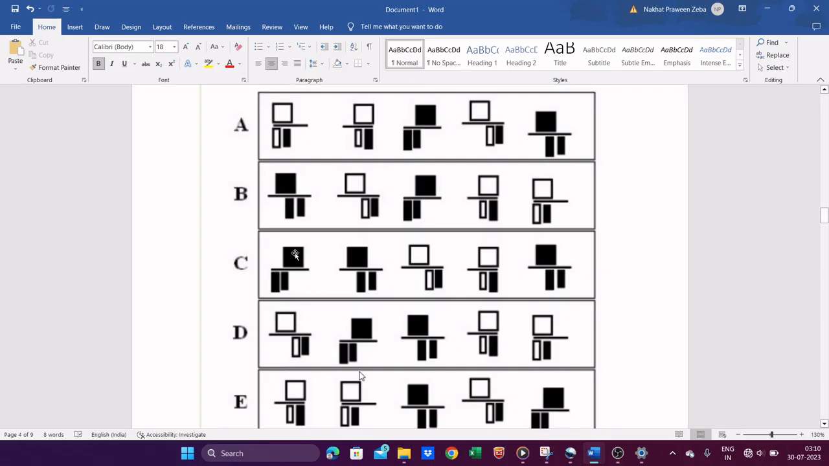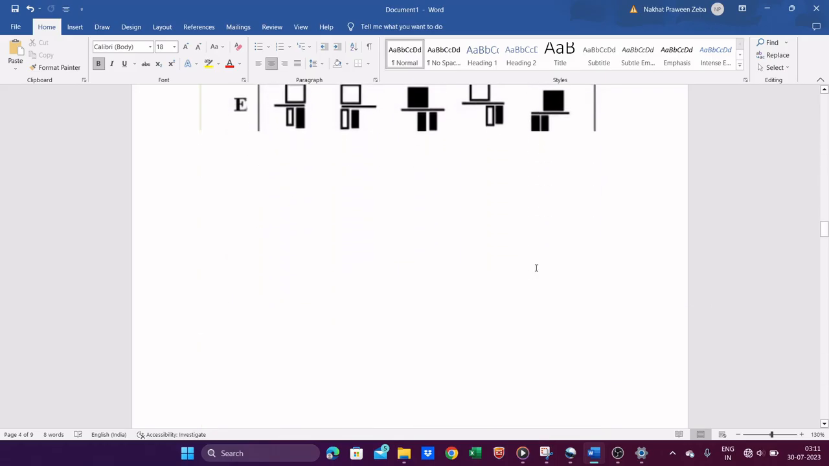Next, here I can see 1, 2 and 3 are completely filled, only 2 is the rest. Here again I can see 1, 2 is completely filled. Here okay, I can see 1 and 2, this is completely filled. So option C will be the correct answer, because among the 5 figure patterns, 1, 2 and 3 are completely filled, which is the odd one out. So this is the answer.